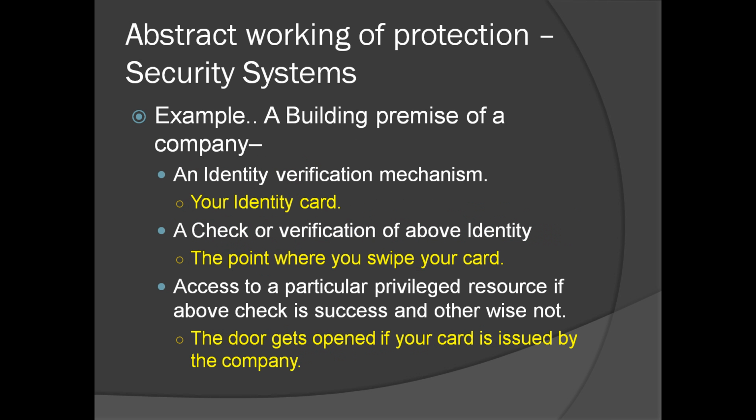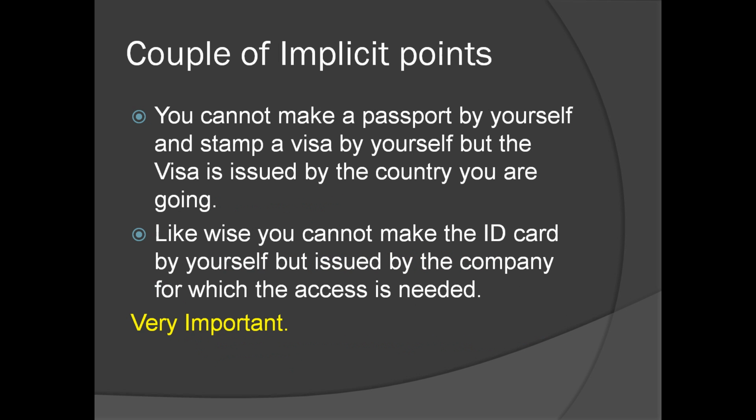Another example is swiping a card at a company. You have an identity card. You swipe that identity card somewhere, there is a checkpoint, and the door opens if things work. Otherwise the door won't open. We have a couple of implicit points here. You cannot make a passport and stamp a visa by yourself, but the visa is issued by the country you are going to. Likewise, you cannot make the ID card by yourself, but it is issued by the company for which the access is needed. So this is a very important point. This is the core of security. We'll see the implication of these points later.